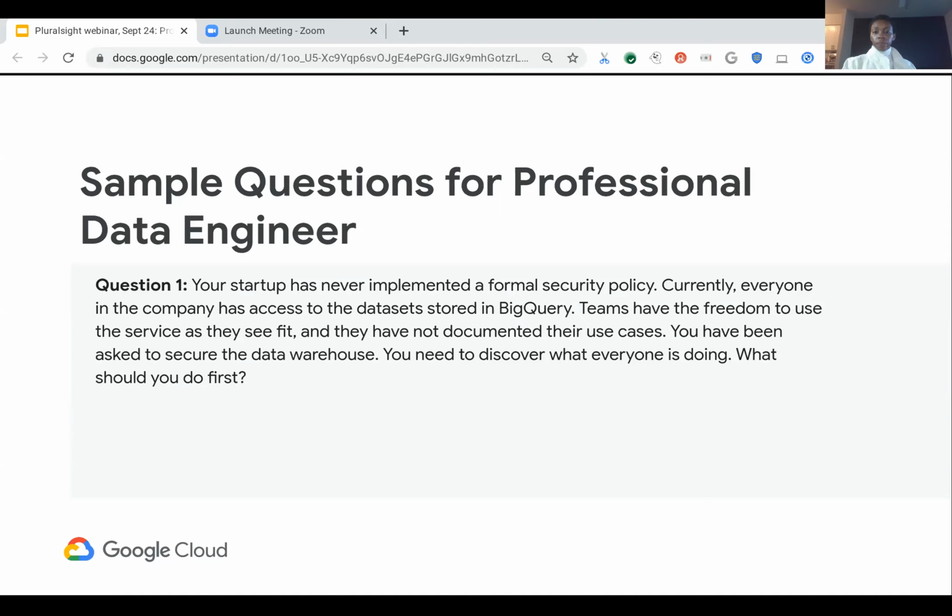So that's really key. And the other part is right before the question, which says you need to discover what everyone is doing. And so with that, this touches on audit logging and cloud audit logs, which enable you to look into your organization and understand data access and data use. So that would be the way that you would approach securing your data warehouse first. And then from there, you can use your business needs and knowledge to then create a more secure program across the organization.